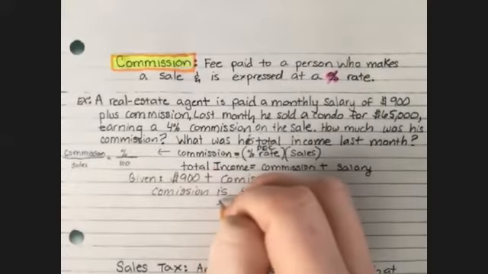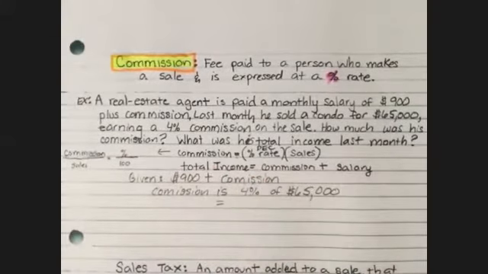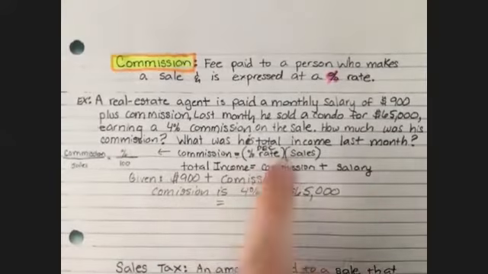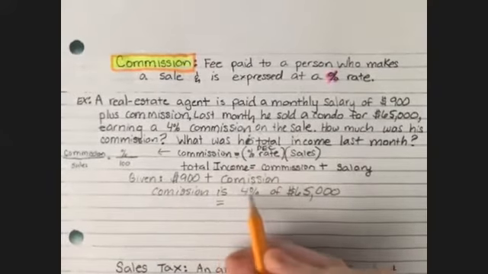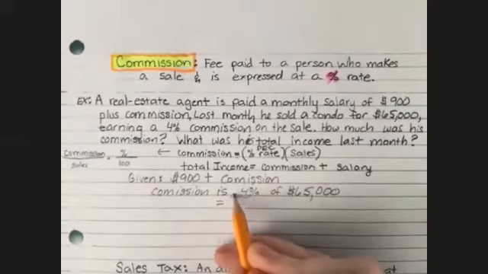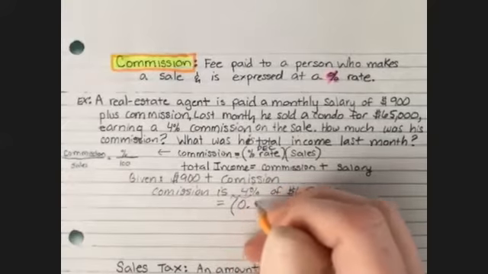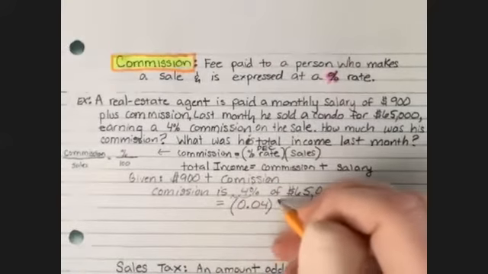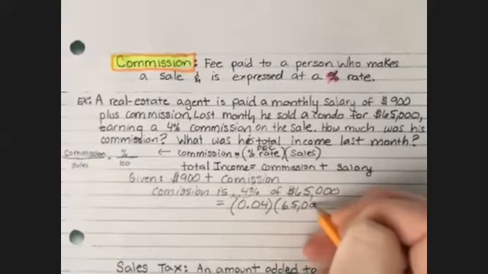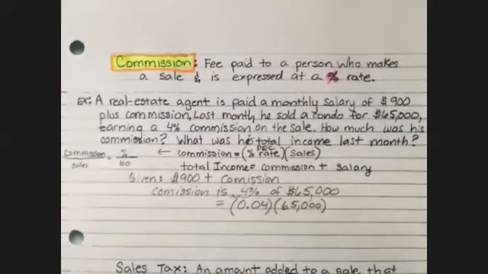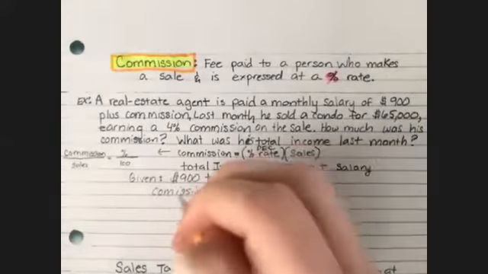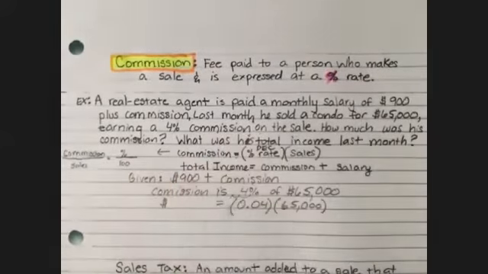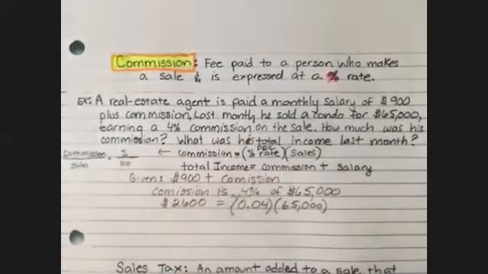Commission is means equals 4%. You cannot put percent into this equation. You must change it to a decimal. And to change it to a decimal, you divide by 100, which means move the decimal 2 places back. So that would be 0.04. Of means multiply, so times $65,000. Now you just punch in 0.04. Be careful, watch out, make sure that you have it in the hundredths place. 0.04 times $65,000. When you solve that, what you should get is the commission is going to be $2,600.